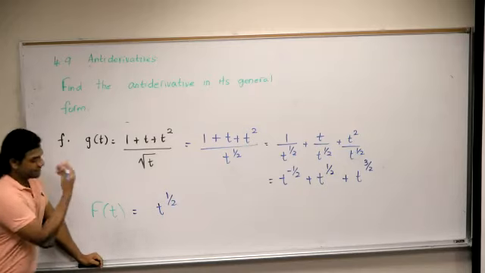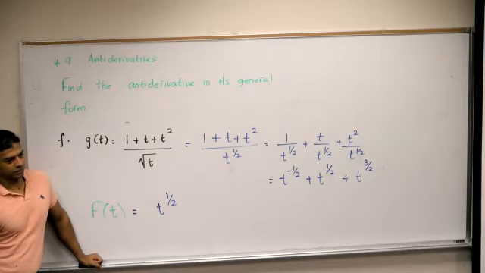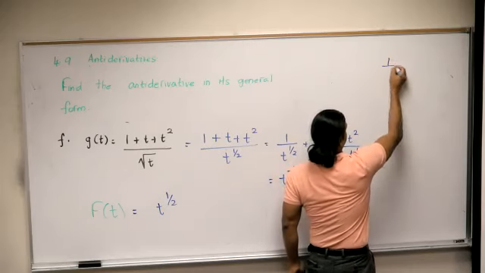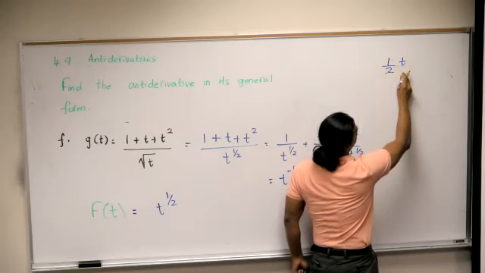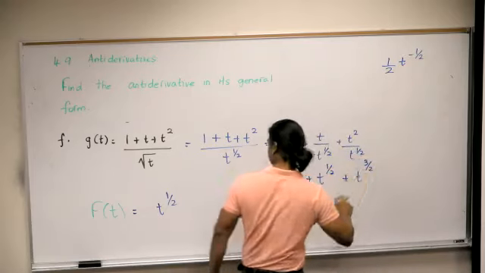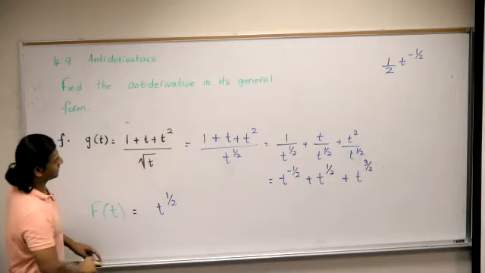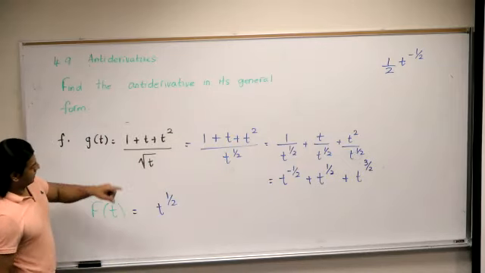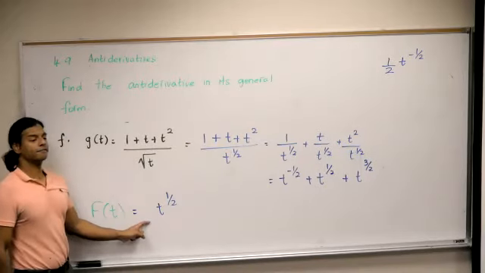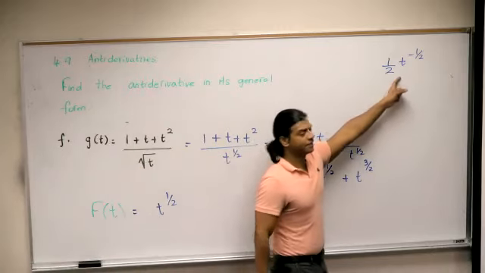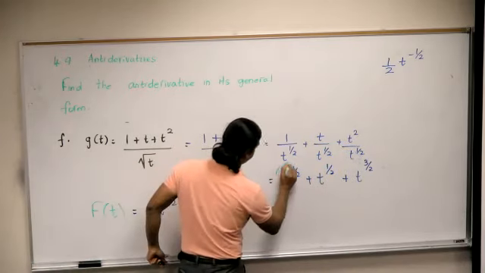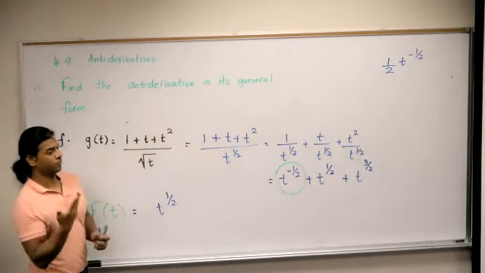What is the derivative of t raised to 1/2? We can do this on the side. 1/2 over the square root of t. That's true, but I can write it this way also. So if I take the derivative of t raised to 1/2, I'll get 1/2 t raised to -1/2. But what do I need? I simply need that. What should we do?